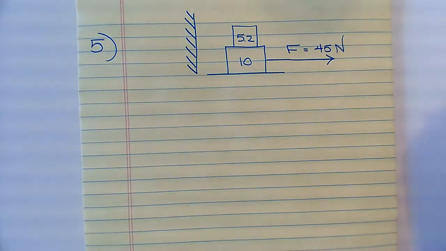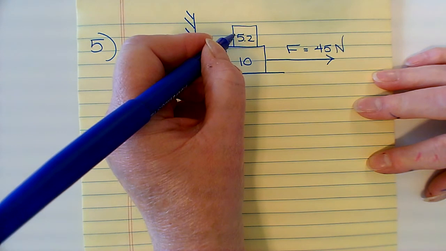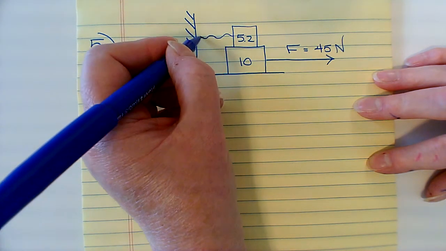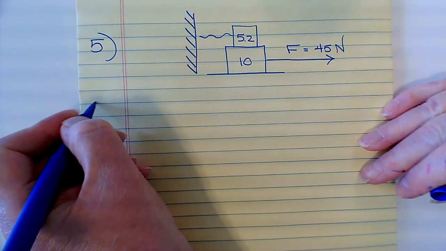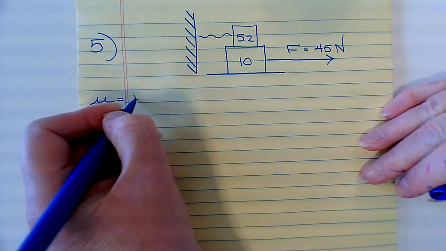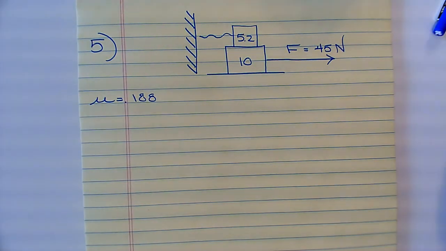And just for the sake of my discussion right now, when I attach the string to the wall, I'm going to make my string a little bit slack. Okay, just a little slack right now. All right, the coefficient of friction between all surfaces is 0.188. All right, so they said coefficient of friction between all surfaces.